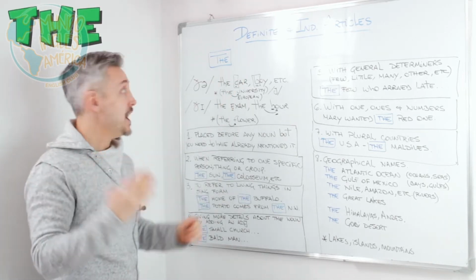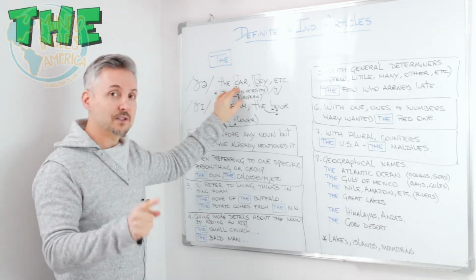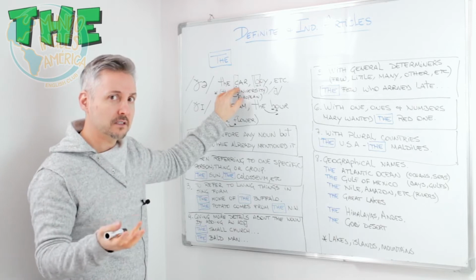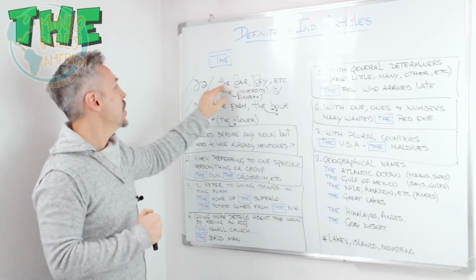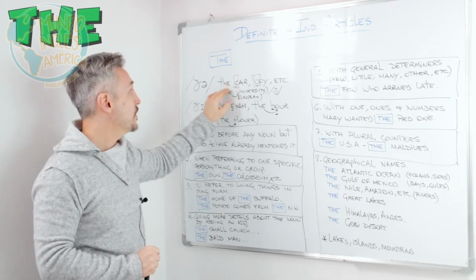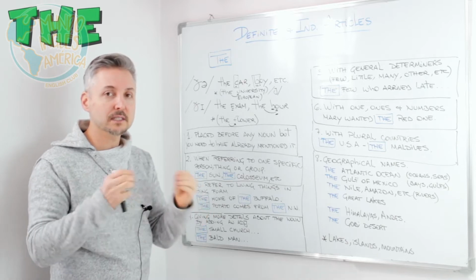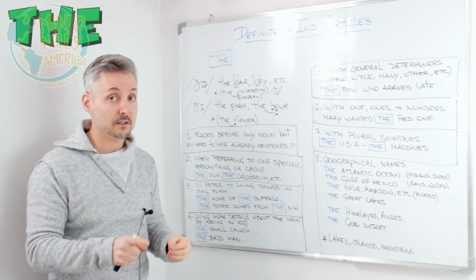We use "the" and we pronounce "the" with consonant sounds and not consonant letters. What do I mean by that? Okay, let's look at "car." K is a consonant sound, so the car, the boy, etc. Consonant sounds and not consonant letters.